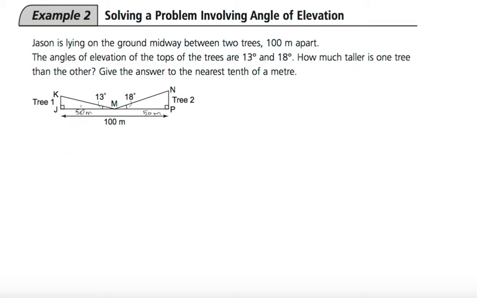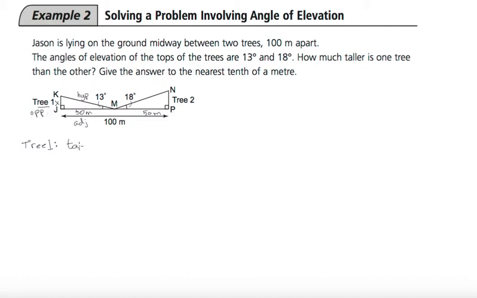So here we've got Jason lying on the ground, 13-degree angle, 50 meters, and here, tree 1. Well, in this case, here's my right angle, so this is the hypotenuse. This is my angle, so this is my adjacent, and this is my opposite. So if I'm looking for tree 1, now let's call tree 1 x. Okay, so I have opposite and adjacent.